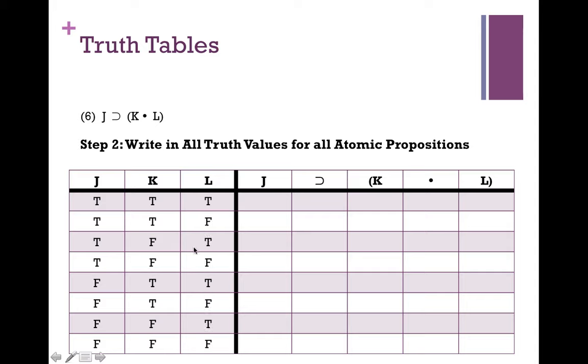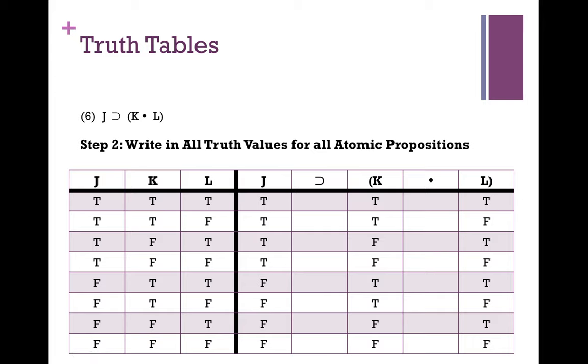Now, just as a friendly reminder, basically what this does right here is tell us all the various combinations of truth values for these 3 propositions. There's one scenario in which they're all true. There's one scenario in which the first 2 are true and the last one is false. There's one scenario in which the first is true, the last is true, and the second is false. So you see here, it's a complete range of truth values for these. Now we're just going to transfer the columns for J, K, and L over here, and save some time.